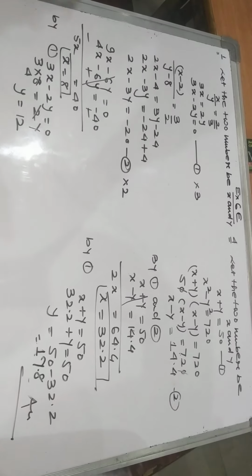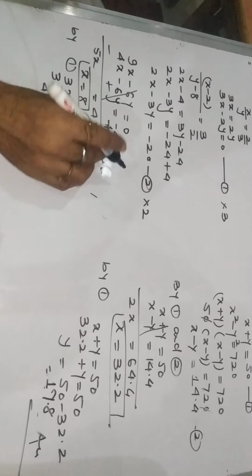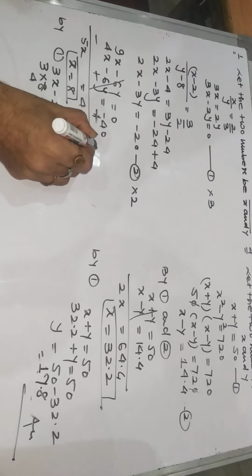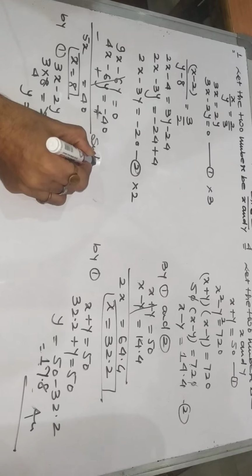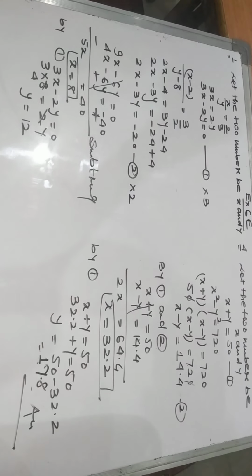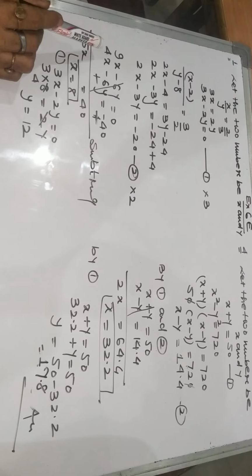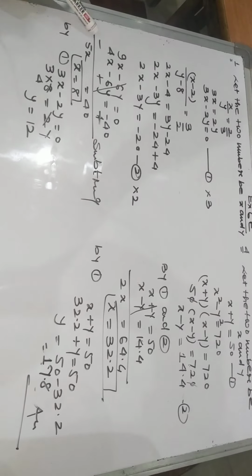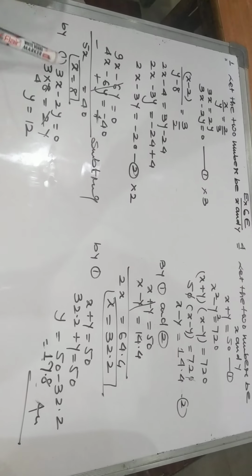They have the same sign, minus and minus. When they have the same sign, on subtracting, the second equation's sign should be changed, so plus converts into minus and minus converts into plus. 9 minus 4, 5x plus 40, 5 eights are 40, x is equal to 8.